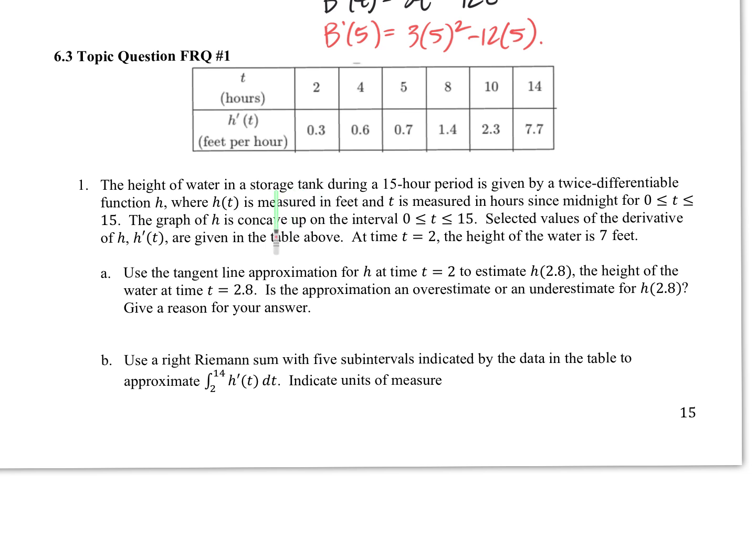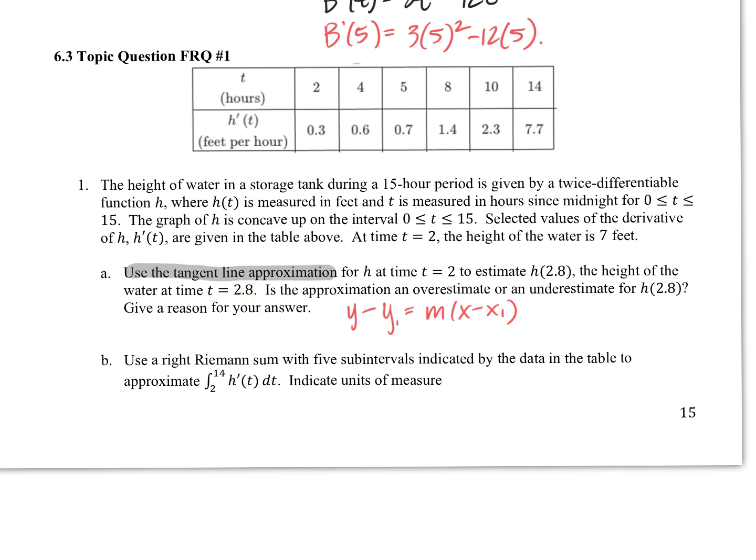The height of water in a storage tank. Okay, oh God, we got 2 minutes. Here's what we're going to actually do. Right here, I want to do A instead of my right Riemann sum because we haven't had to do this in a while. Does anyone remember the equation of a tangent line? Y minus Y. Yes. So it says write a tangent line when t is 2, oh snap, t should have been my x's, my bad. And then use that to estimate when t is 2.8.